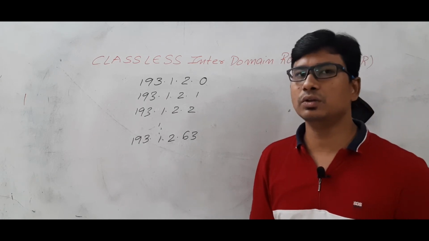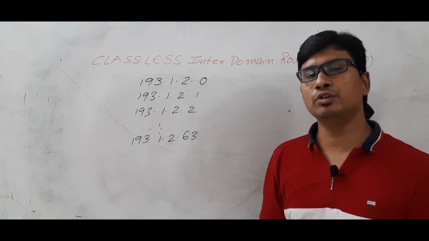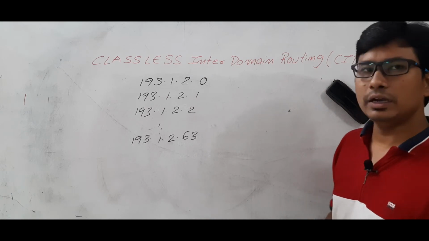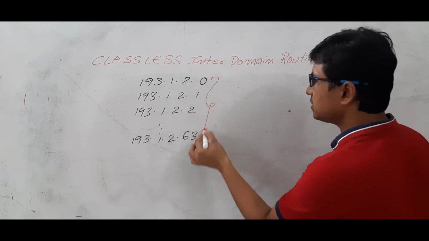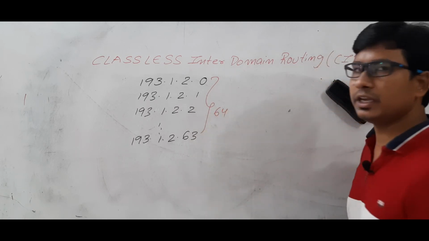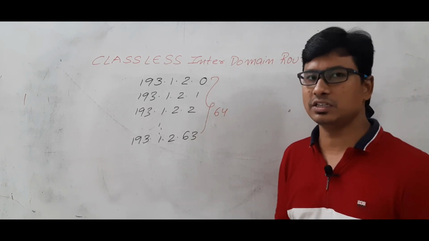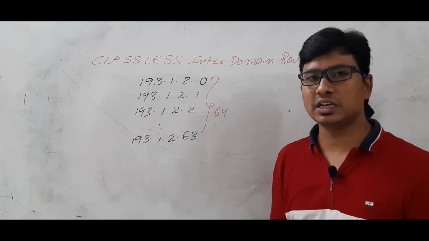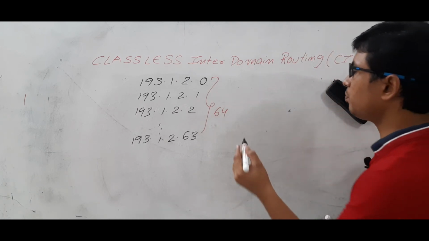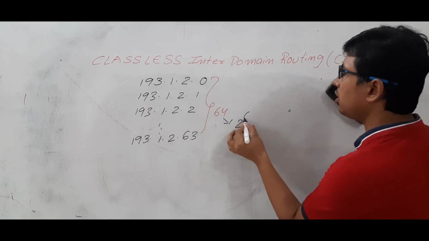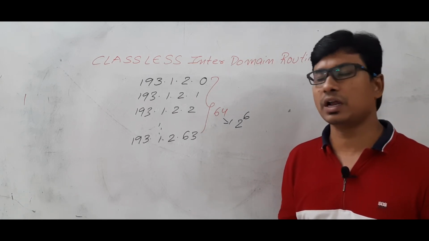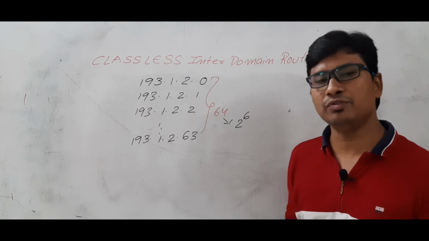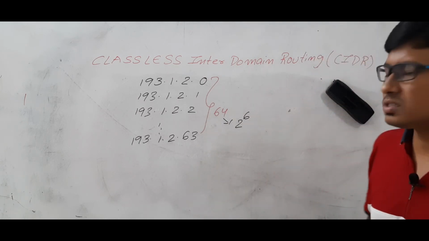What is the second rule? The number of addresses should be in the form of 2 power n. What is the number of IP addresses here? The number of IP addresses in this one is 64. Will you agree? 0 to 63 is 64. So the size of this block is 2 power 6, which is in the form of 2 power n. Whatever the size of the block you are asking for, it should be in the form of 2 power n. So the second rule is also satisfied.